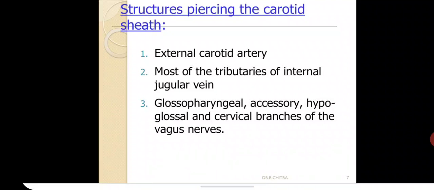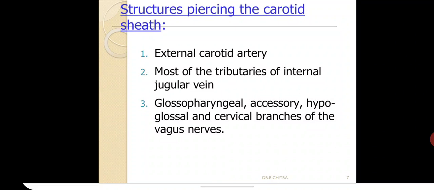Structures piercing the carotid sheath: external carotid artery. That's why it is not the content of the carotid sheath. It pierces the carotid sheath and its branches come out. Also most of the tributaries of the internal jugular vein. And also the nerves piercing the carotid sheath are the glossopharyngeal, accessory, hypoglossal, and cervical branches of the vagus nerves.